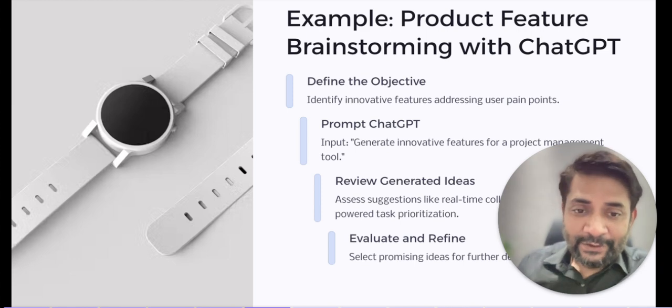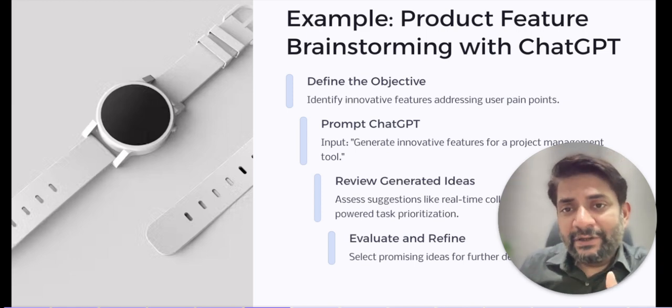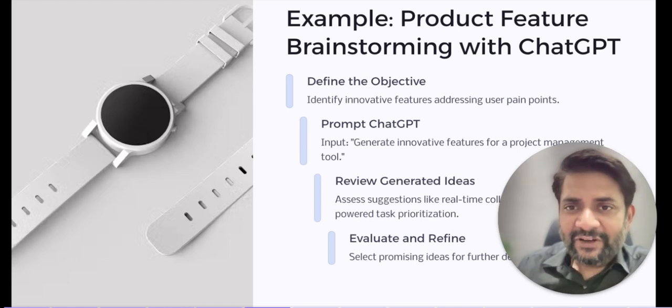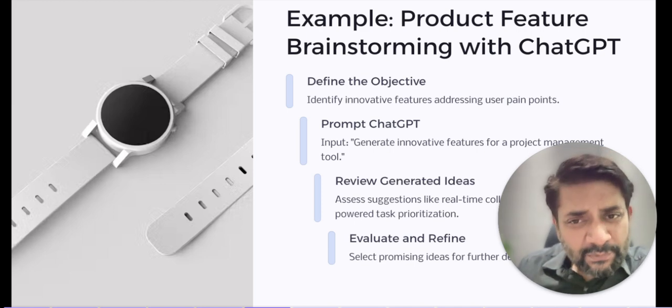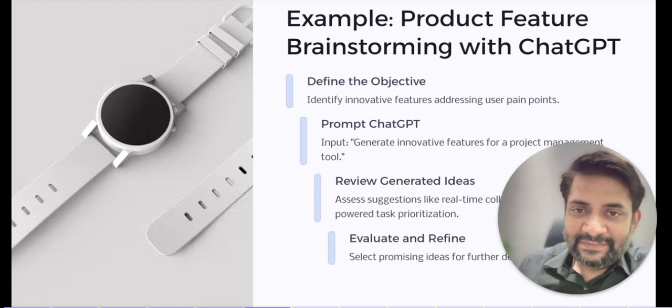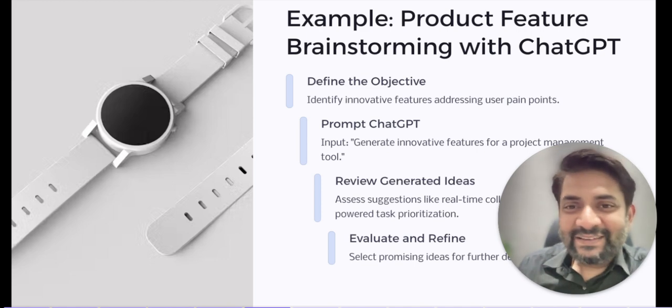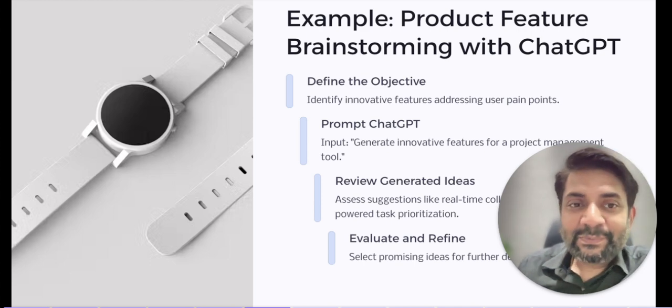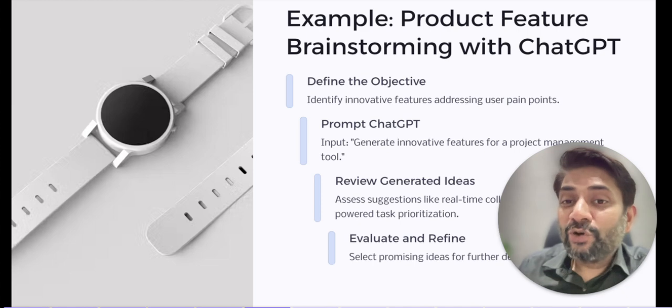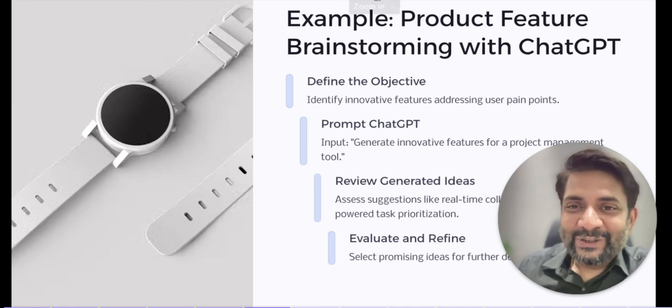So once we have reviewed the generated ideas, what I do is I now evaluate and refine. I assess the feasibility and impact of each suggested feature, and select the most promising ideas for further development. So the outcome is, by leveraging ChatGPT, I can quickly generate a diverse set of ideas, sparking creativity and ensuring that no potential feature is overlooked.